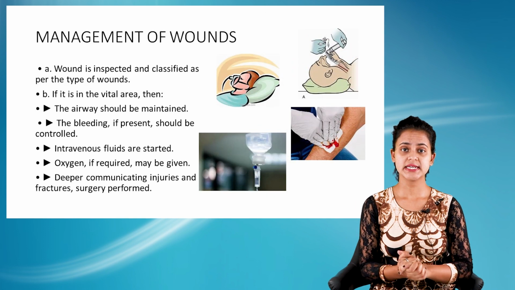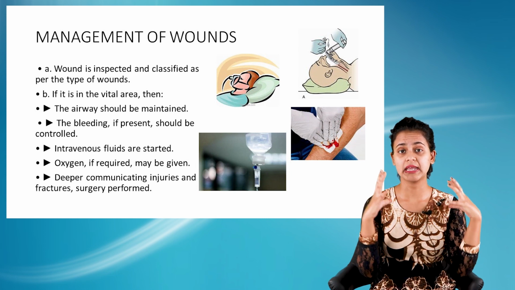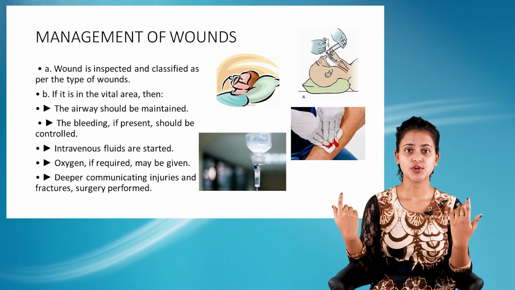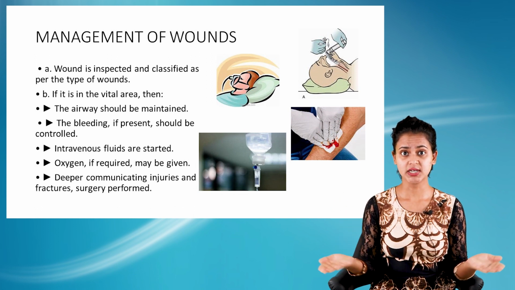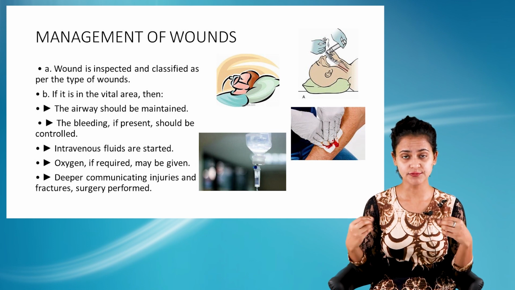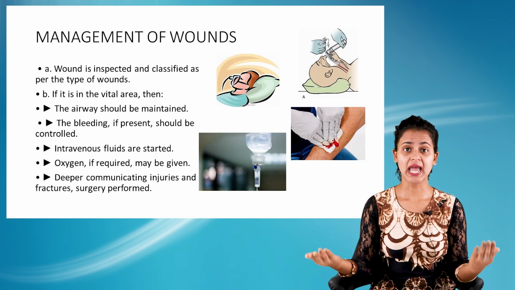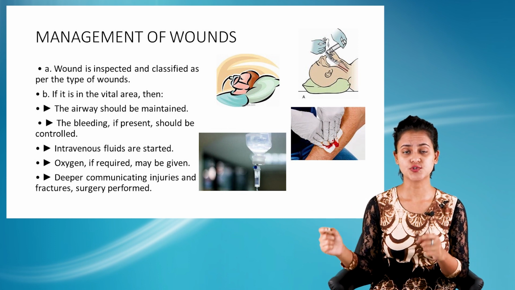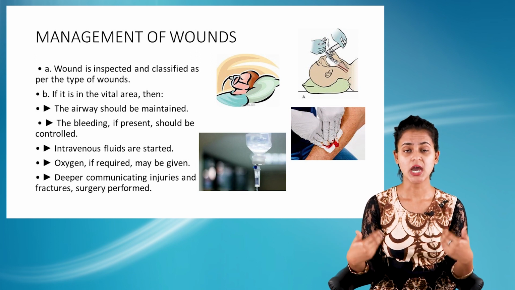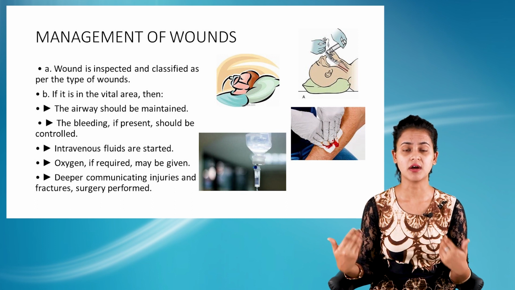Now, if the injury has occurred in a vital area, we are going to do the airway management first. So we are going to check whether the person has a patent airway. If not, we are going to check for the patency of the airway, and the oxygen saturation should be maintained for the particular client by providing oxygen supplementation via nasal cannula or a mask.